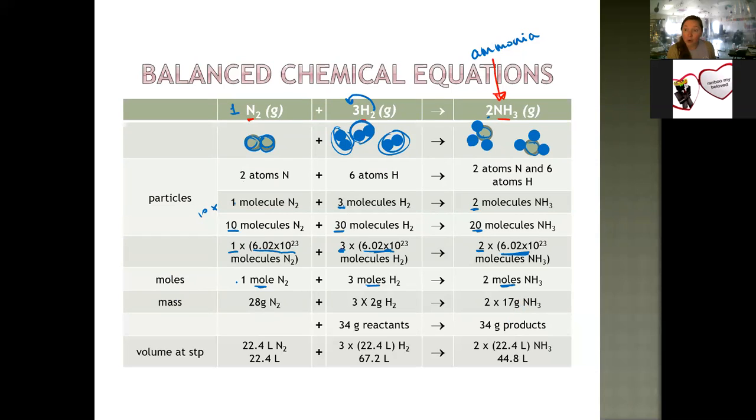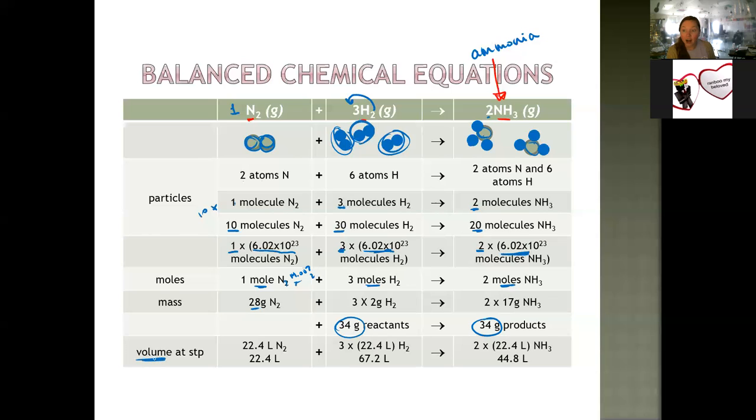I can use my moles to figure out mass by using the mass given to us on the periodic table. So if I have 1 mole of nitrogen gas, nitrogen on the periodic table is 14.007 times 2. Rounding 14.007 to just 14, that's going to give us 28. Do the same thing for hydrogen and ammonia, and we should have equal masses on both sides. Law of conservation of matter.